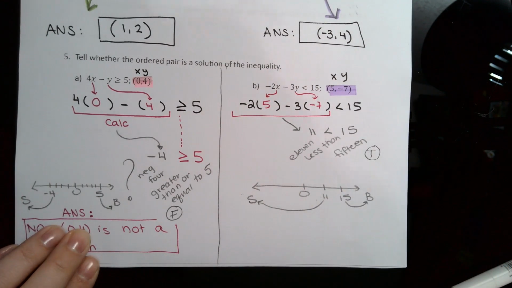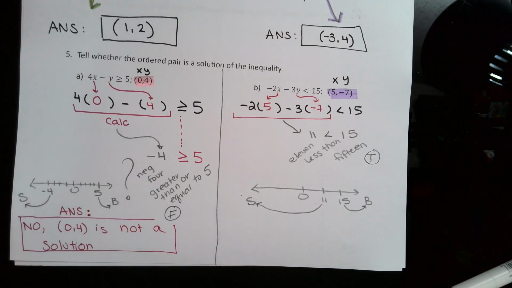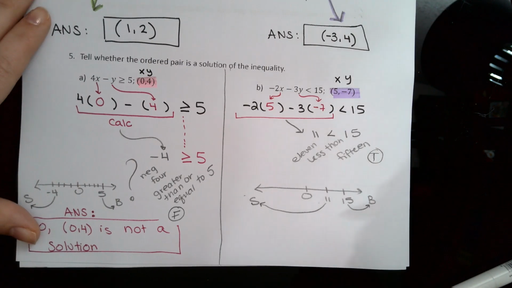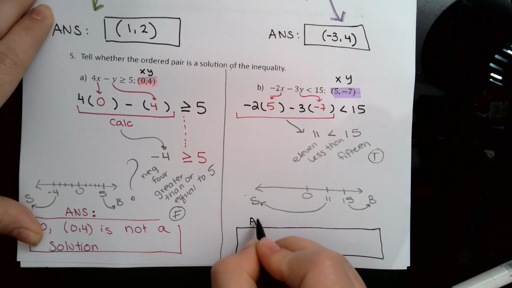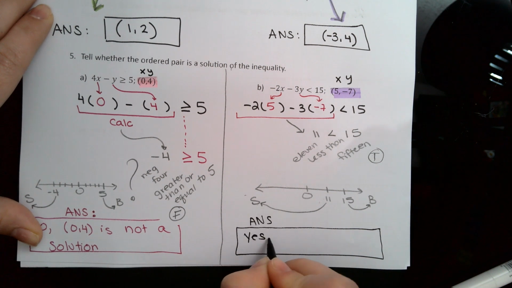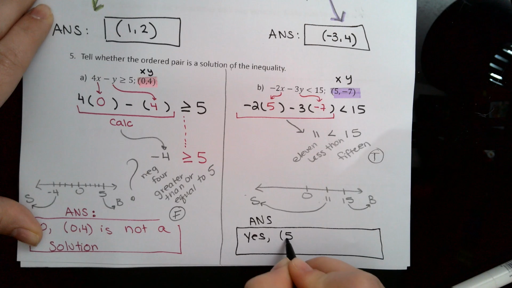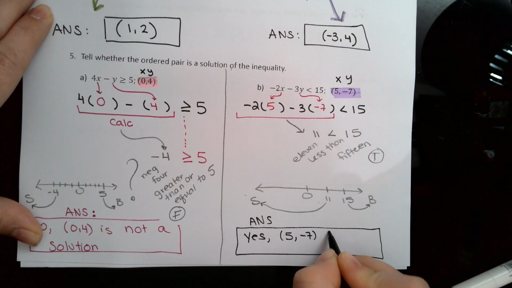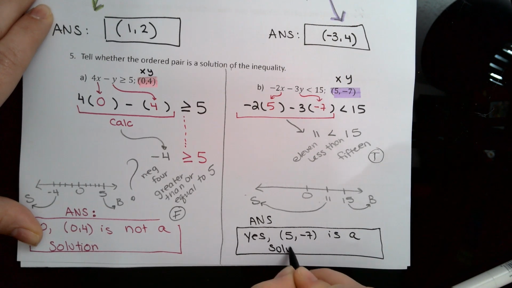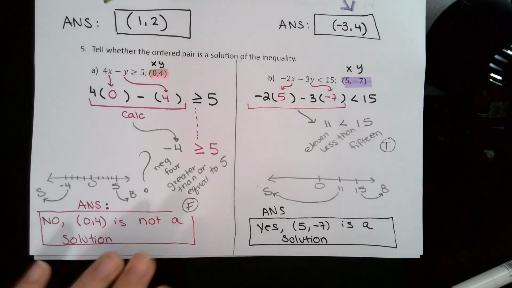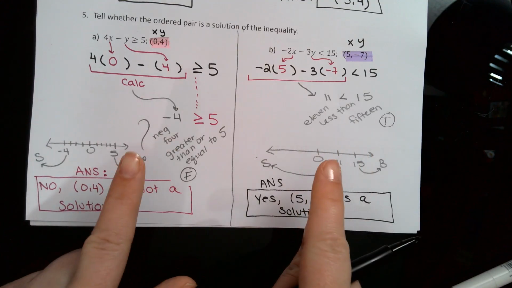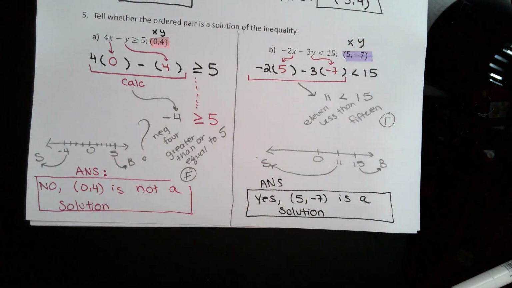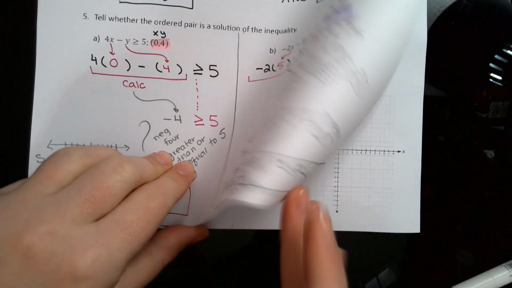And again, true is not your answer. If you give me true or false, that will not give you any credit because that's not what we're asking. We're asking, is something a solution? So your answer is going to be now yes. Open 5, comma, negative 7 is a solution. So when you're testing, you want an English sentence as your answer. All of this math that we did, that's just your work. Let's go ahead and move on.